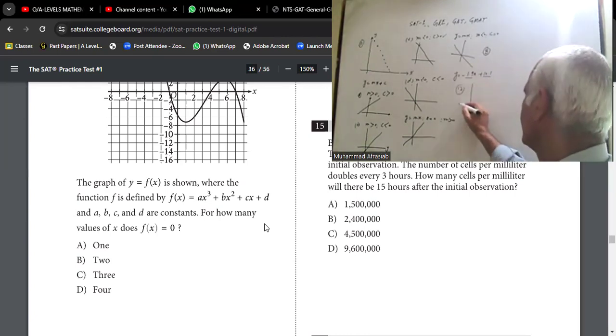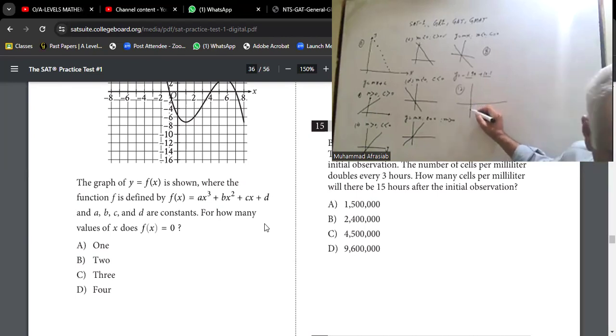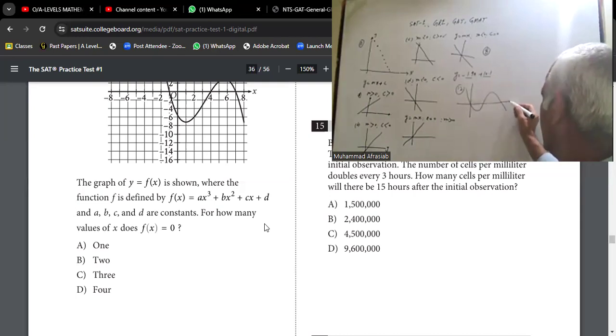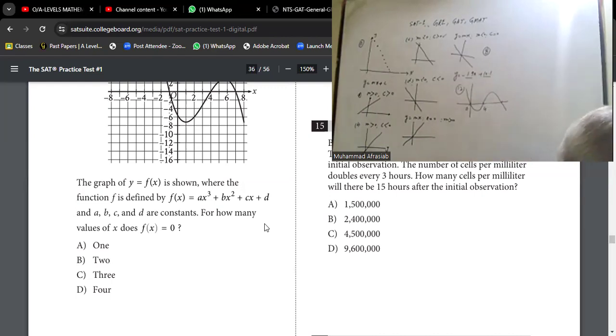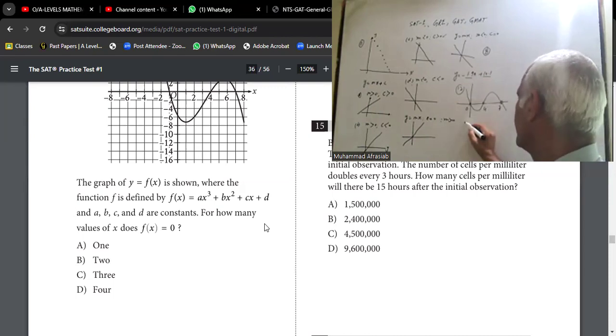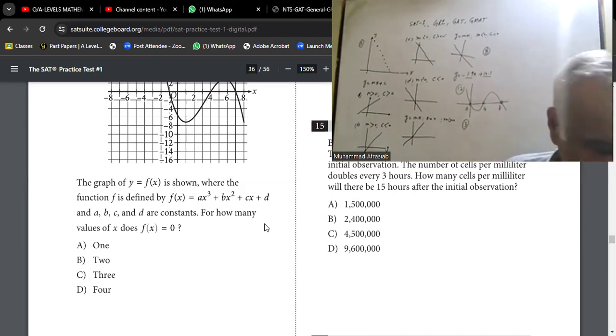The graph is shown like this. It is at the origin, it is at the 4 point, and it is at this point 7. So it is cutting at 3 points where f of x is equal to 0. So the solution of this problem is 3. So it is going to cut at the 3 points, which is the choice C here for this question number 12.